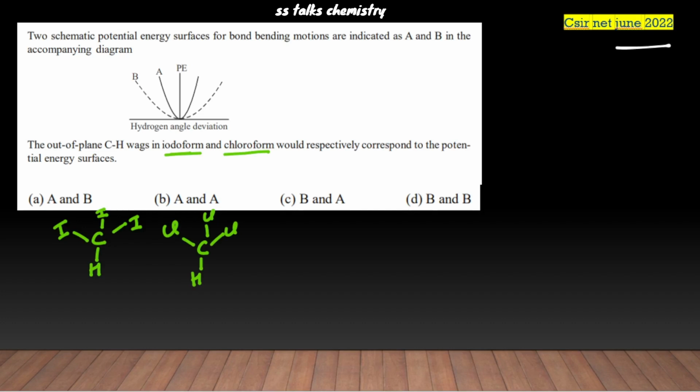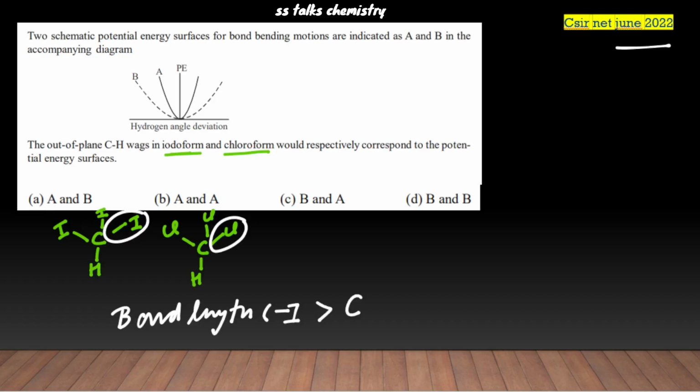So what difference is there between the two molecules? Basically it is the bond length of the carbon-chlorine and the carbon-iodine bond. So here you see the bond length of the carbon-iodine bond is very large as compared to the carbon-chlorine bond. So in the carbon-chlorine bond the bond length is not very large, so these C-Cl bonds will be present close to one another.